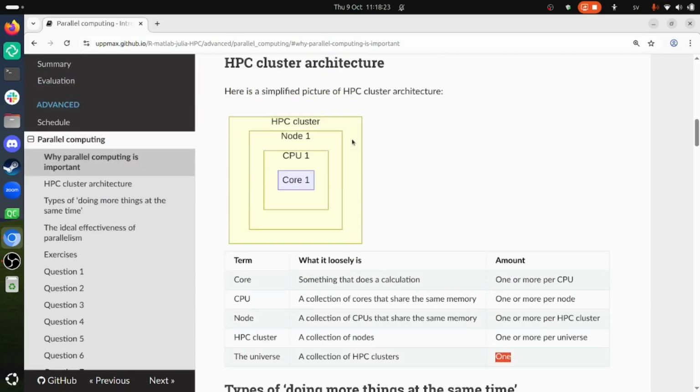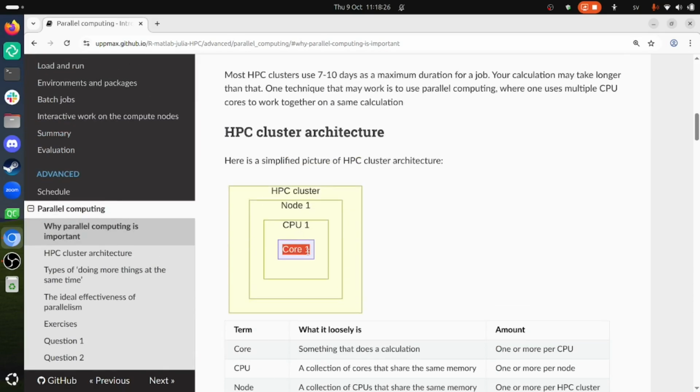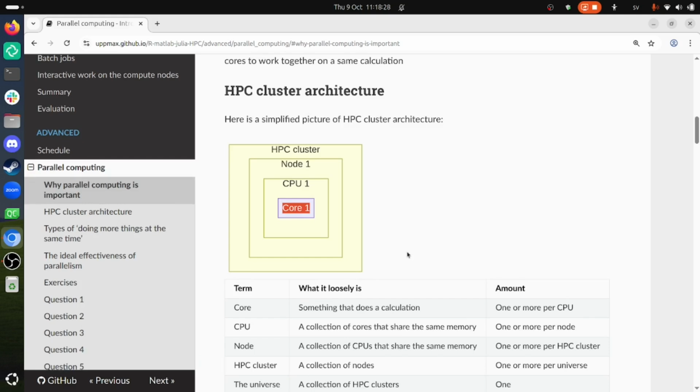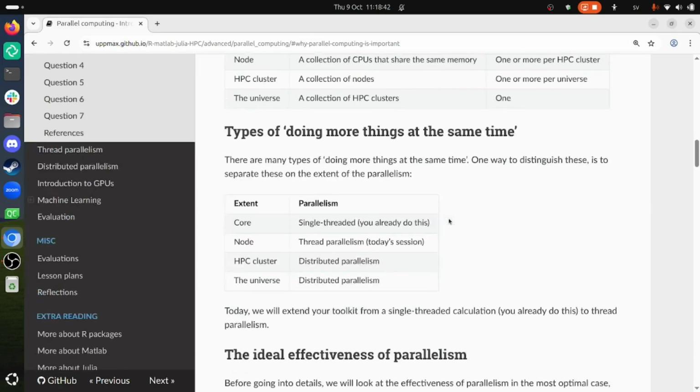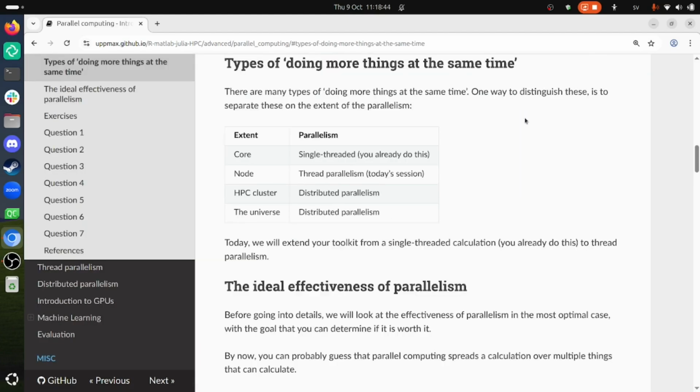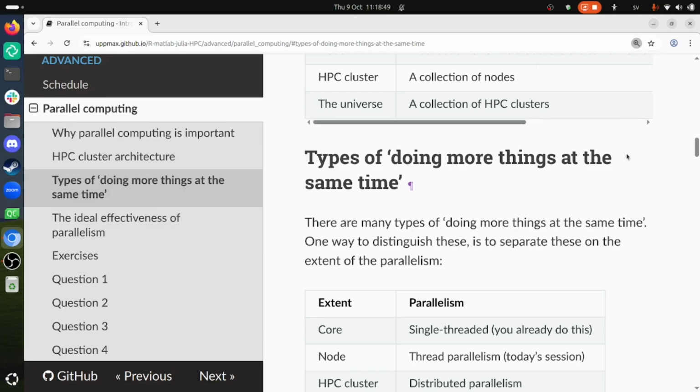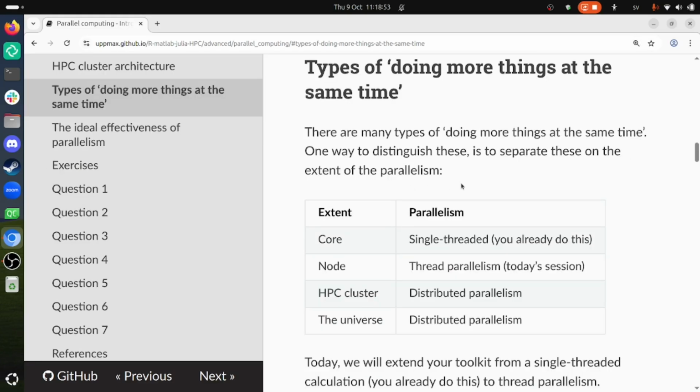With this terminology, I will usually be talking about the core level. When I say core or thread or worker, these are terms I will use interchangeably. When I talk about multi-threading, I mean the process that enables more cores. I will mostly talk about the core level. There are multiple types of doing more things at the same time. I'm going to zoom in on this. You can do multiple things at the same time in many ways.